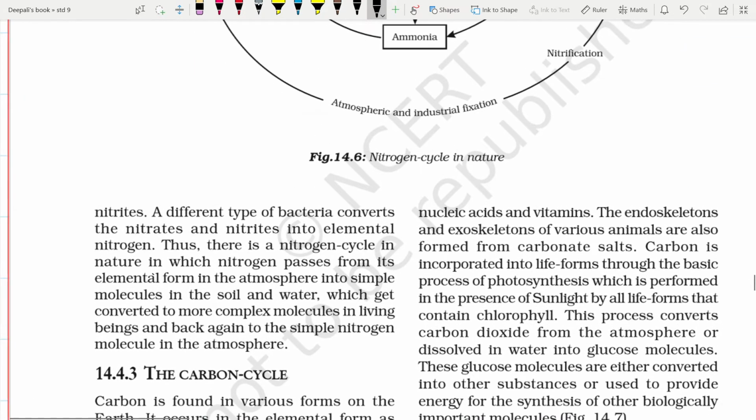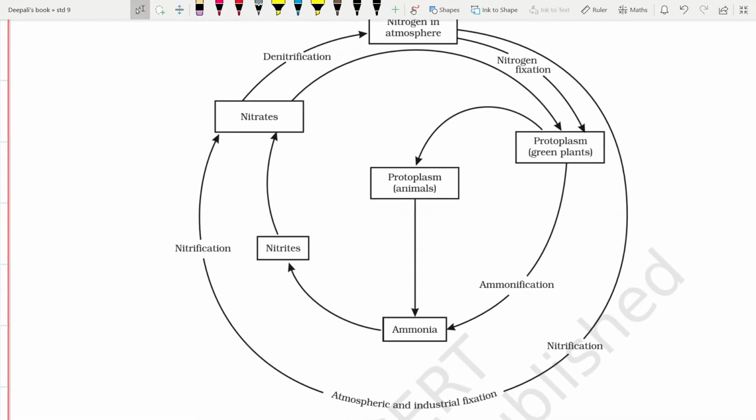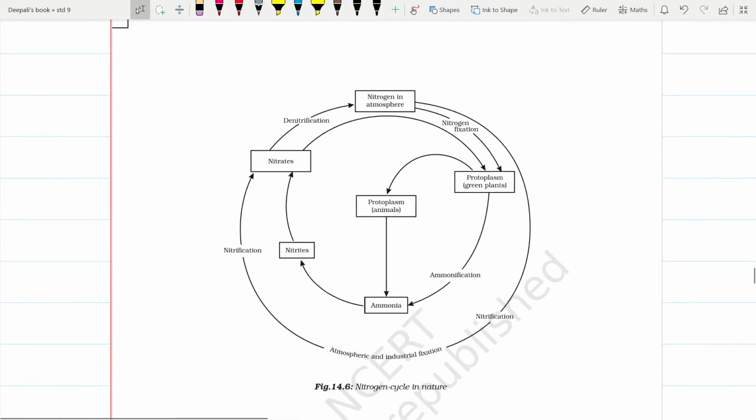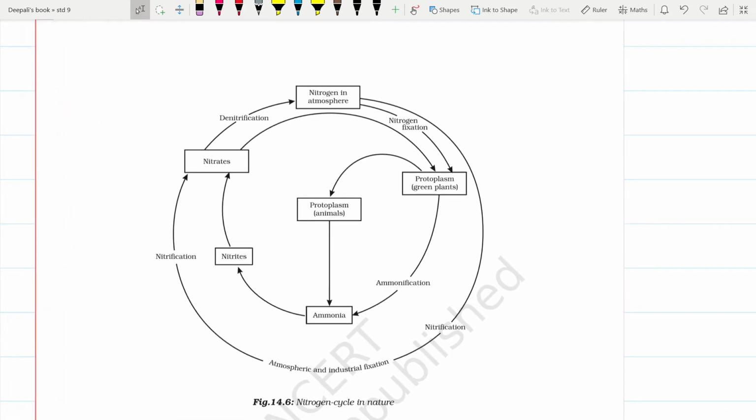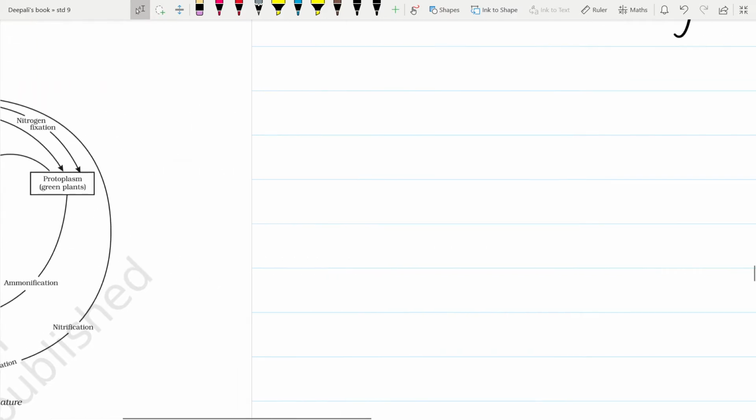It starts from the atmosphere, goes to the lithosphere and hydrosphere, and then to the biosphere and back to the atmosphere. That is the pathway of the nitrogen moving around. Now let us see this in the diagram. The pathway is from the atmosphere to the lithosphere, hydrosphere, biosphere and back again to the atmosphere.